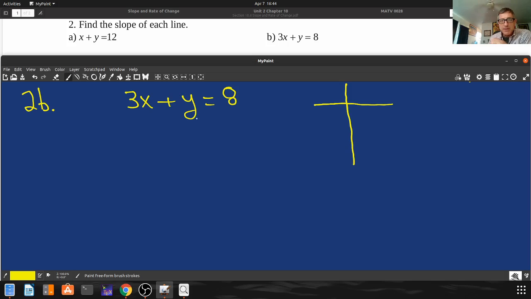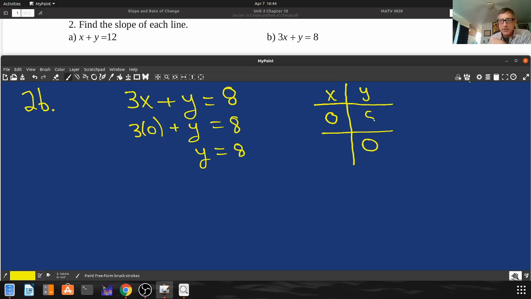So again, here I've given the equation, so I have to find 2 points on that line. So this is an equation of a line. So when I graph this equation, it's going to be a line. So I have to find 2 points on that line. So again, I'm going to find the y and the x intercept. So I'm going to let x be equal to 0. And that's going to give me y is equal to 8. So there's 1 point.